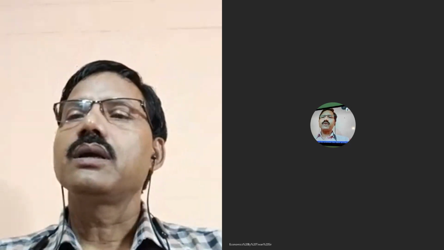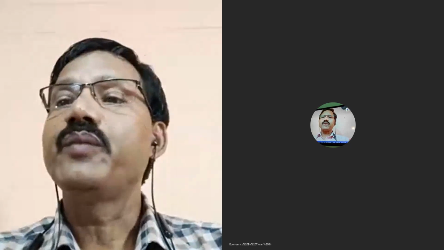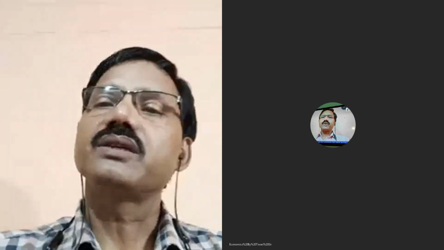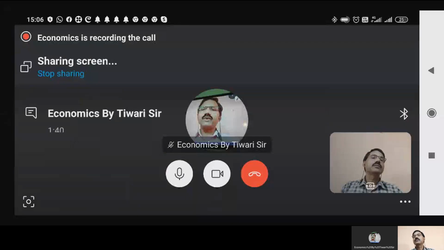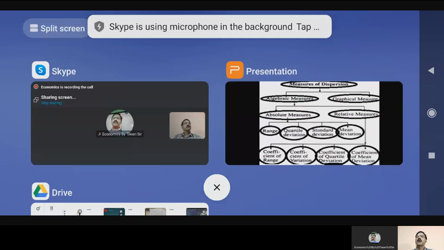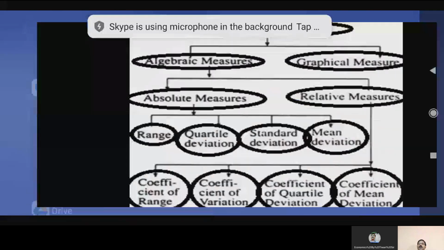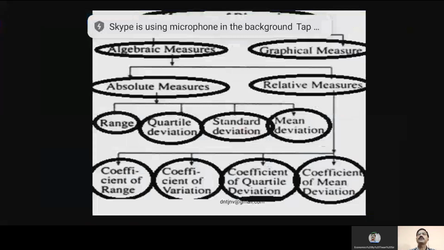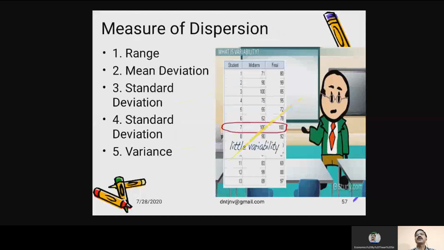Dear students, here you have to calculate mean deviation from mean, mean deviation from median, mean deviation from mode. Popularly, we calculate dispersion by using mean deviation from arithmetic mean. So, as far as dispersion is concerned, we study first of all range, then mean deviation, then standard deviation, and variance. It's very easy and very useful in our daily life also.